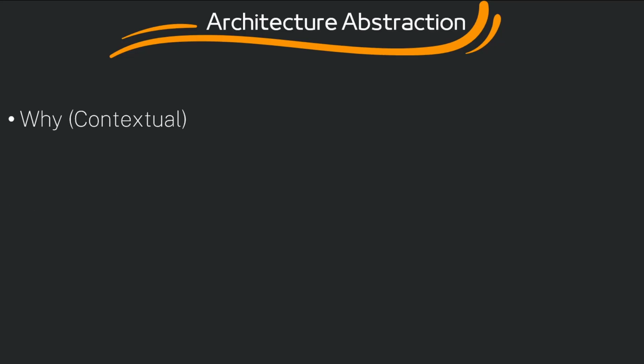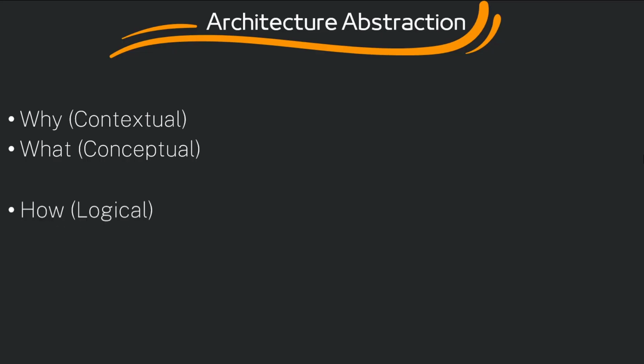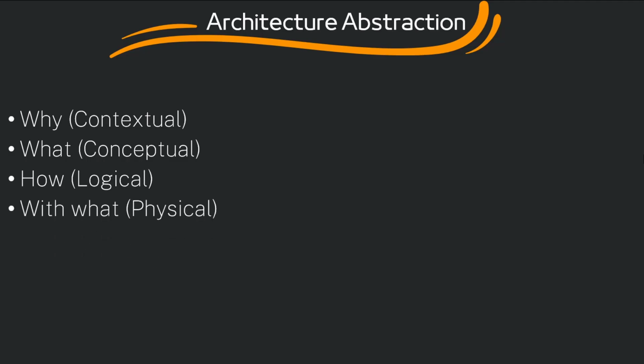So the why: why is the architecture needed? The what: what functionality and other requirements need to be met by the architecture? The how question: how do we structure the functionality? And the question: with what assets shall we implement this structure? Dividing a problem area into similar problem areas is easier to model and to solve.